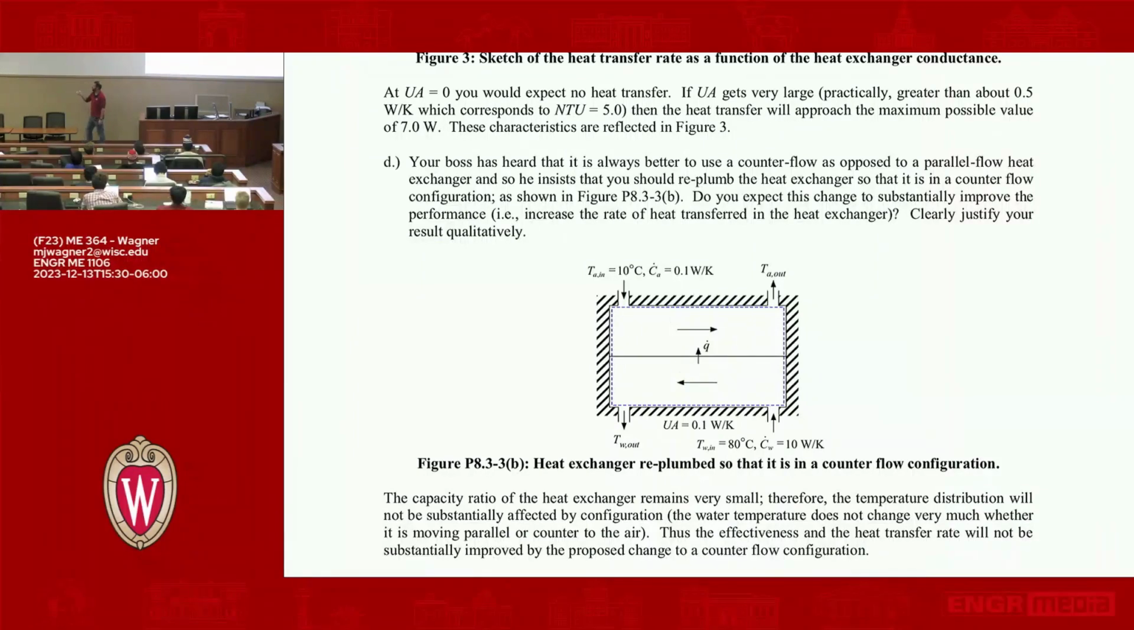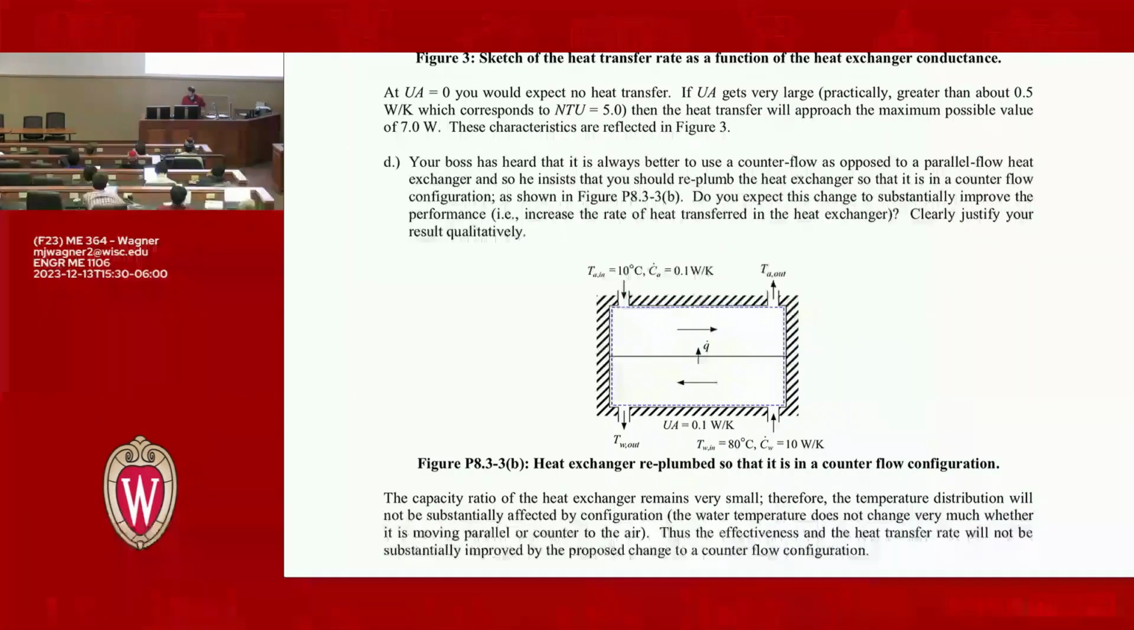Okay, part D is asking, your boss has heard that it's always better to do a counterflow as opposed to parallel flow, and insists you replumb. Can you justify why it doesn't matter or why it does matter? So I think to answer this one, he's insisting you do it this way as opposed to parallel flow like we had originally done. Why does it not matter in this case?